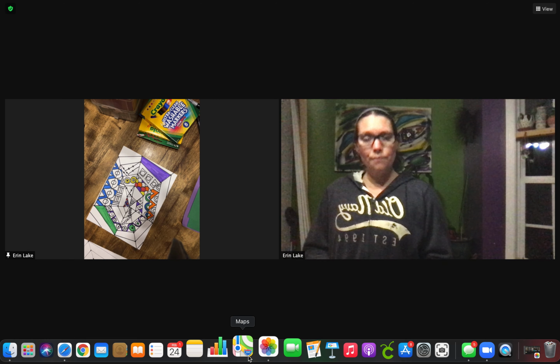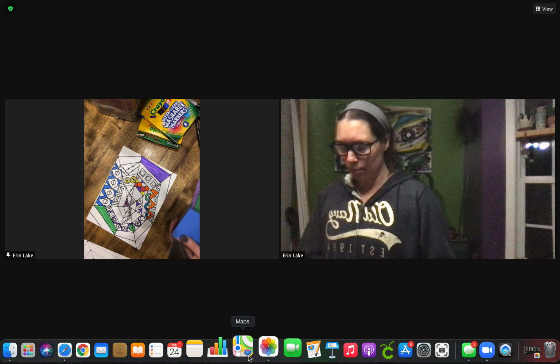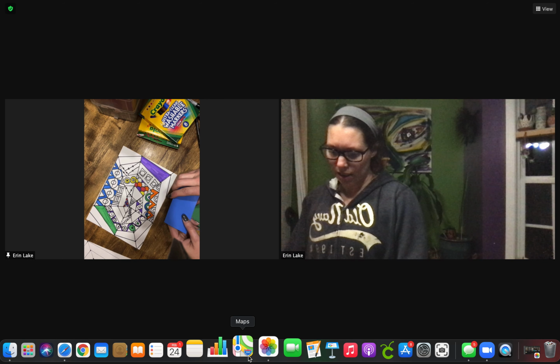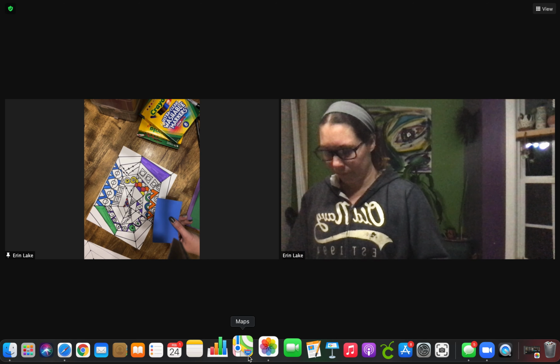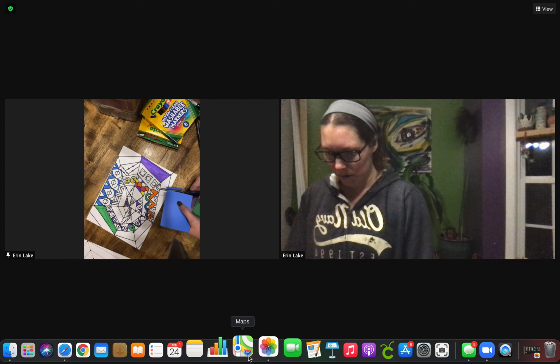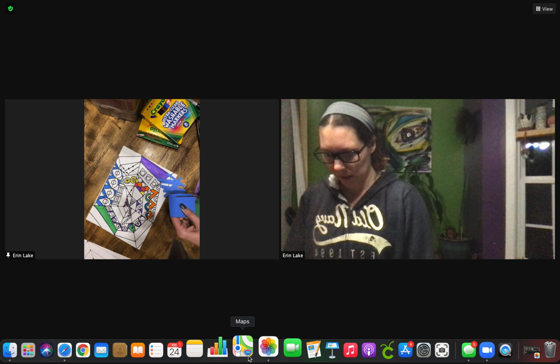So what I want you to do is with scrap paper or notebook paper, I want you to build an Anansi spider. So what I'm going to need to do first for my spider is make my eight legs. I'm going to cut long skinny rectangles, and I am actually cutting two of each of these because I want my Anansi spider's legs to move. Well, not actually move, but to bend as he moves around.